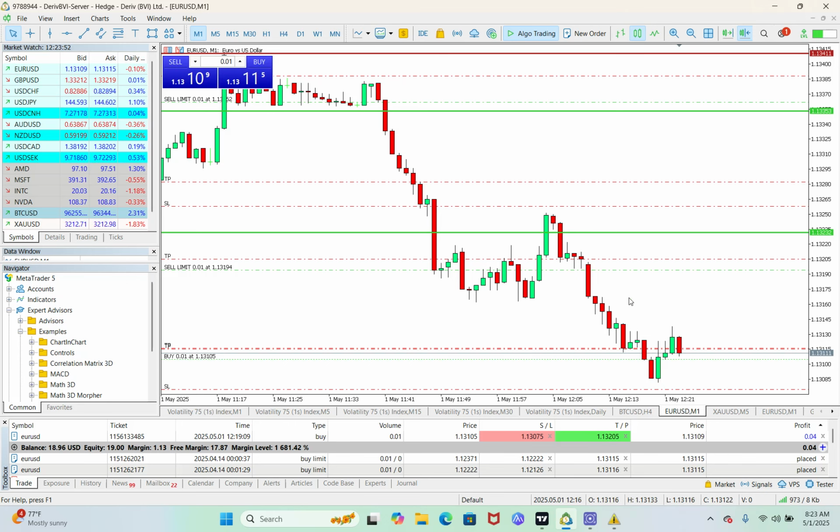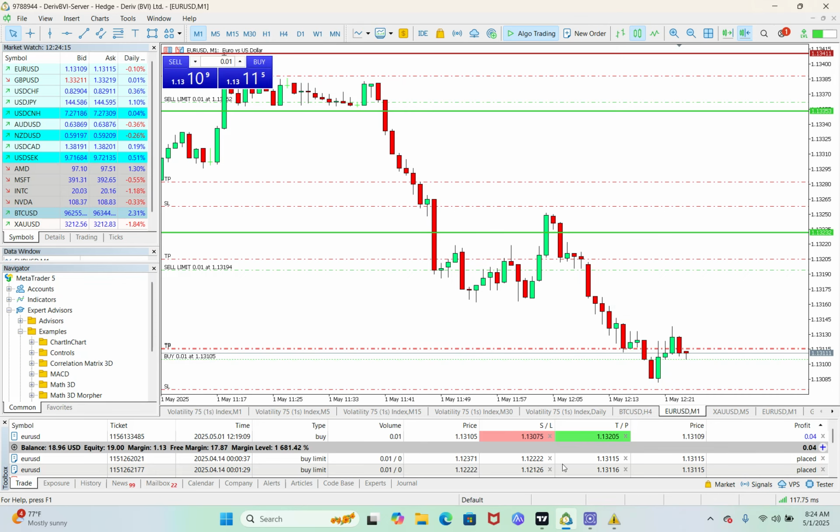So if the market comes back into this area, as you can see, in this area buyers were in control of this small area right here. Chances are it might not get back up to this area. But let's wait and see.